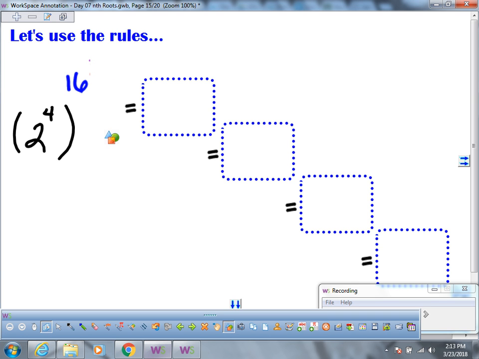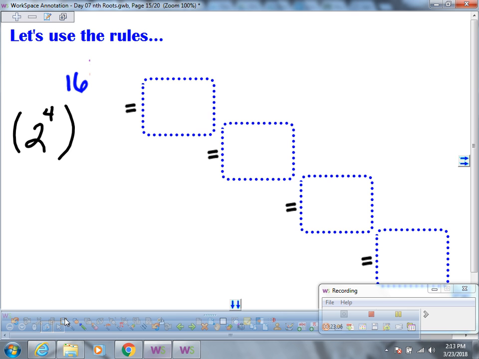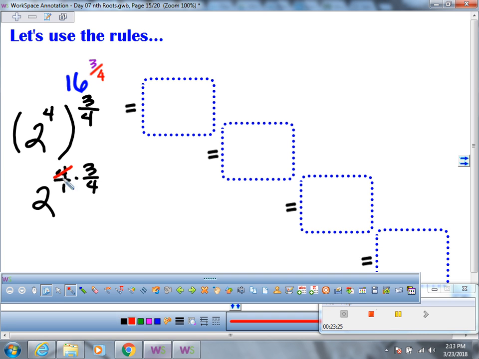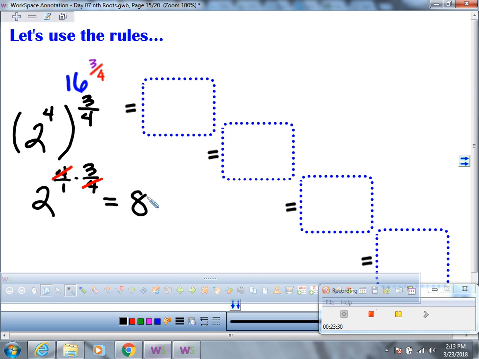16 is really 2 to the 4th. Correct? All right. So now I'm going to put them both together. So I have 2 to the 4th 3/4 times. So that's 2 to the 4/1 times 3/4, and the 4's cancel. And I'm left with 2 cubed, which is 8.